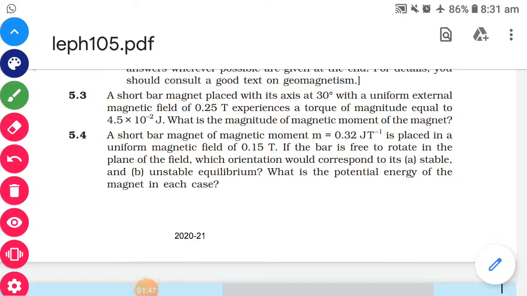Now numerical number 5.4. A short bar magnet of magnetic moment 0.32 joule per Tesla is placed in a uniform magnetic field of 0.15 Tesla. If the bar is free to rotate in the plane of the field, which orientation would correspond to its stable and unstable equilibrium? What is the potential energy of the magnet in each case?